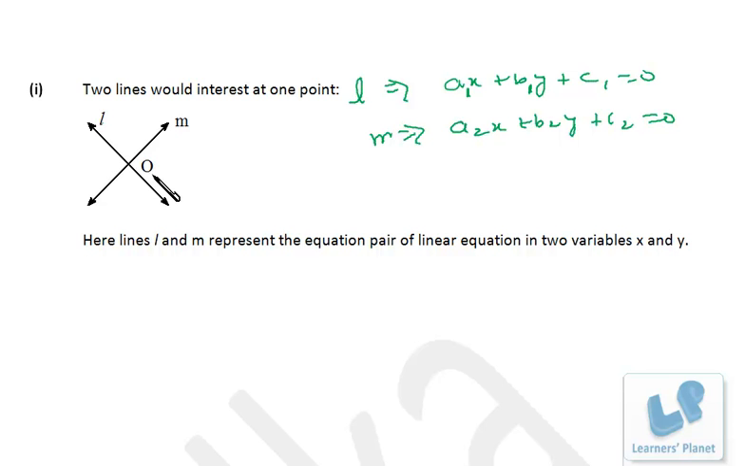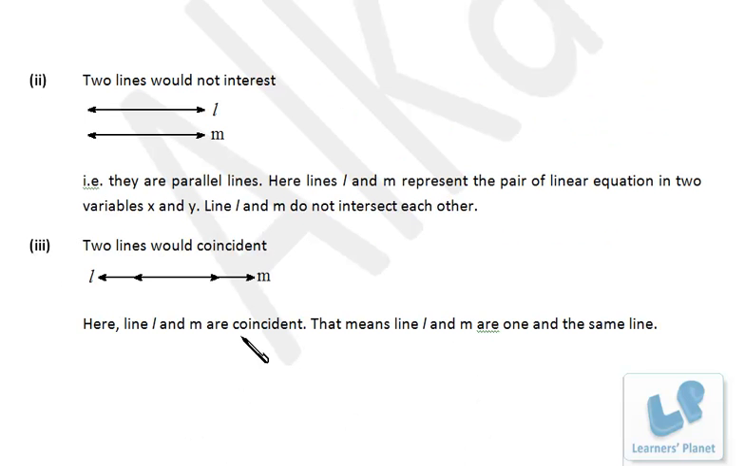So they would intersect at just one point, as we can see over here, or they would be parallel to each other. That means they are not going to intersect at all in the plane, right? Like this is line L and this is line M. They are not going to intersect anywhere on the plane. That means they are known to be parallel to each other, right? Or the two lines will coincide. That means one line is lying on the other.